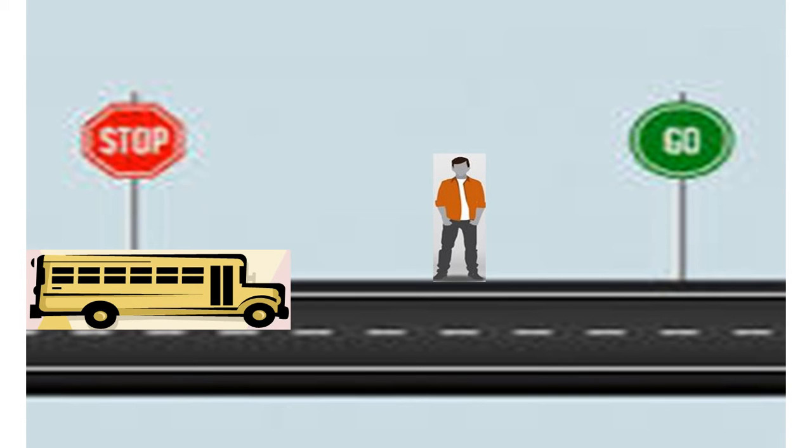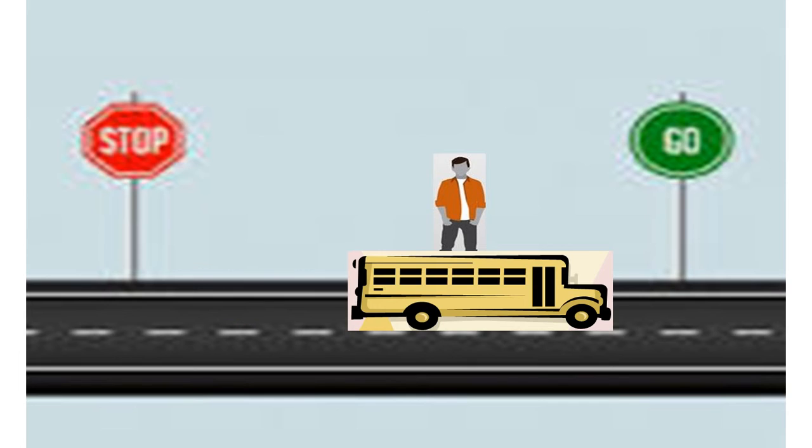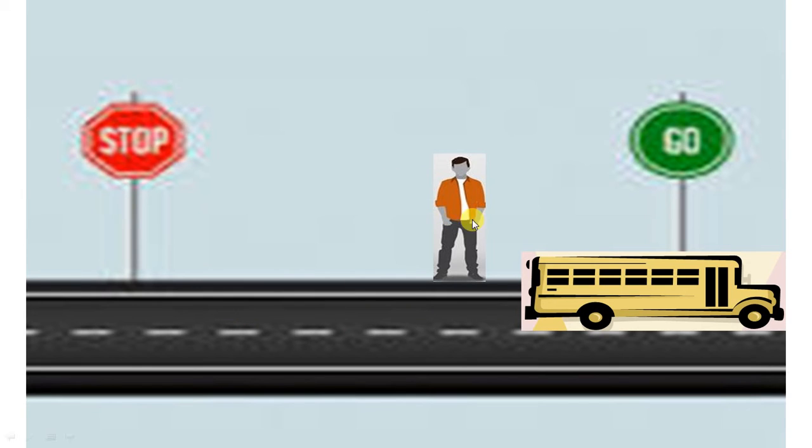Okay, now come to this example. Suppose this man is standing in a stationary position and this car or bus is moving. When the bus is moving, we can say that the bus has some velocity with respect to this man, because the man is stationary. So this becomes the absolute velocity.